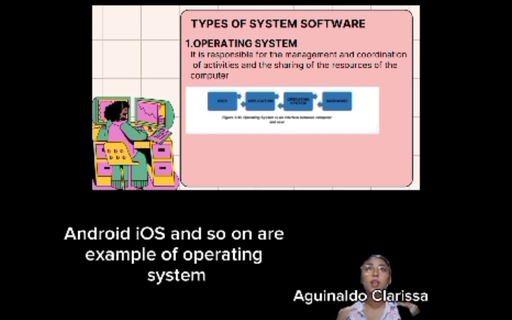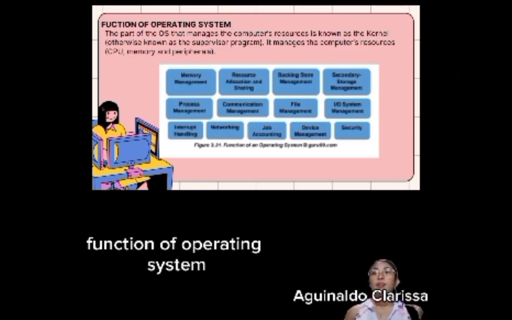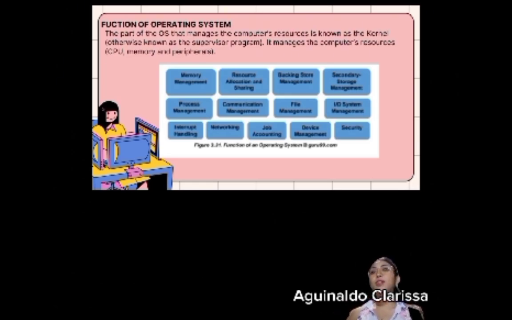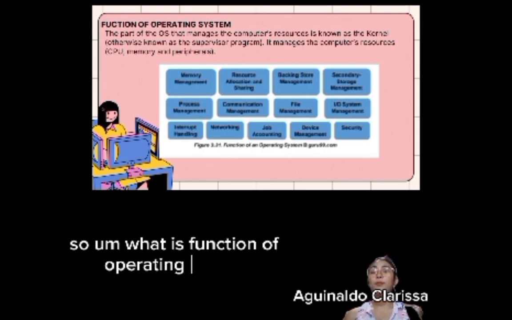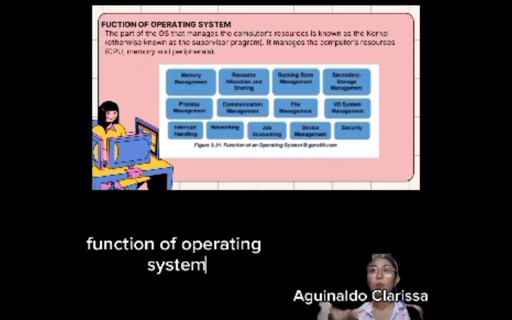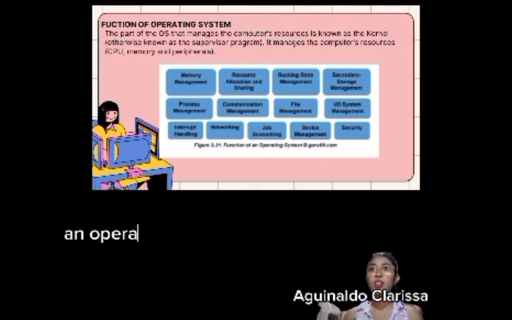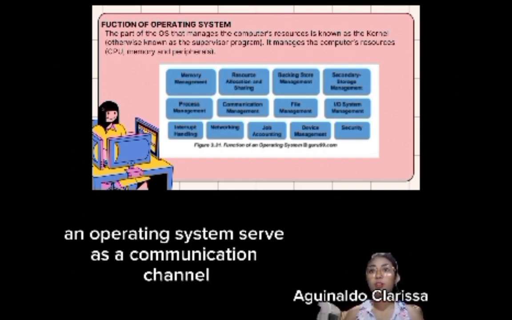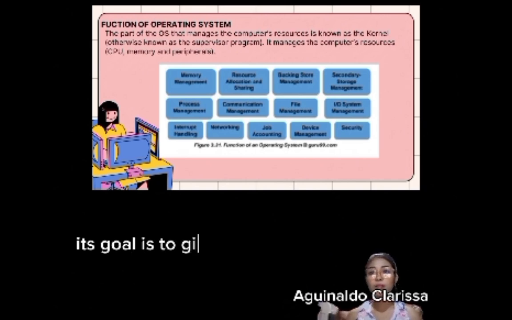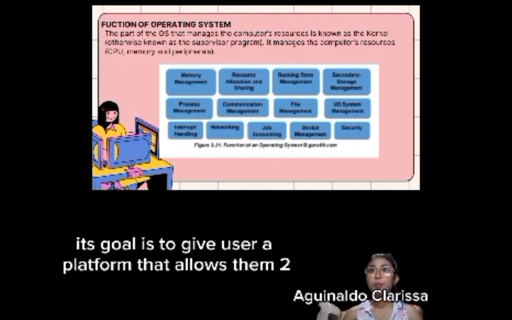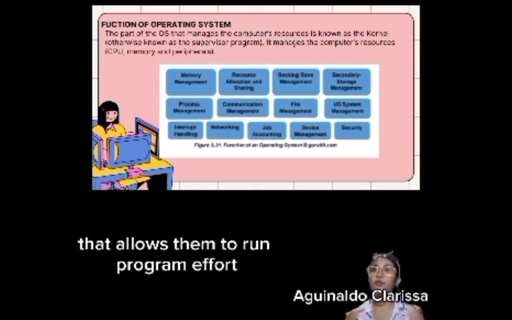So next, we have the function of operating system. What is the function of an operating system? An operating system serves as a communication channel between the user and computer hardware. Its goal is to give users a platform that allows them to run programs effectively and conveniently.